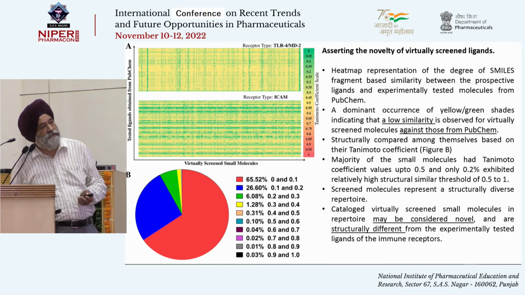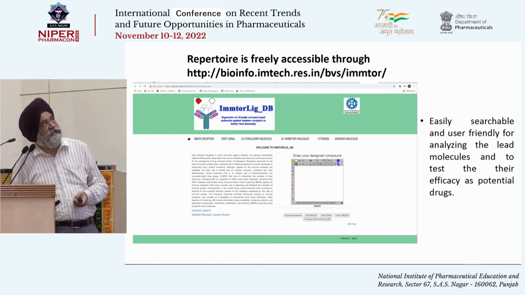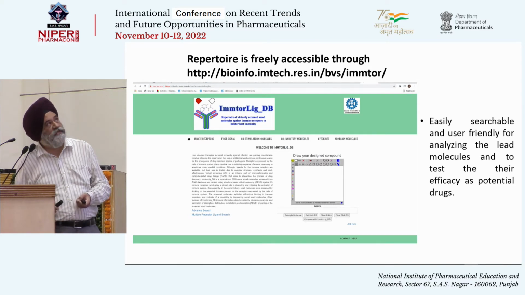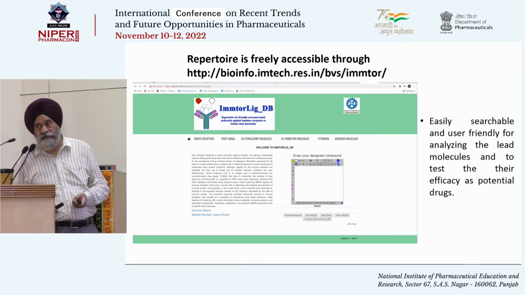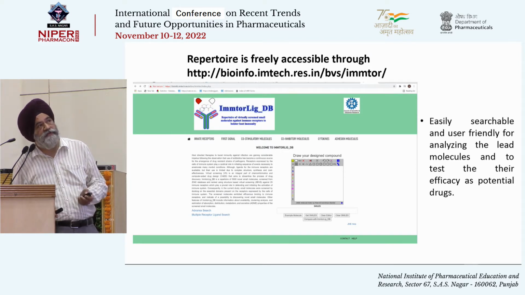So all this information has been put in a repertoire, and it is available from this URL, IMTECH.db, and you can just draw a structure and see whether this structure is there or not. If you know the name, if you know the ZINC ID, or you want to go by a particular immune receptor type, you can screen through whether any such similar molecules, or any molecules that you want to extract, which are interacting with the co-inhibitory molecules, can be extracted from there. So this is one of the repositories created for small molecules which will react with the immune receptors.